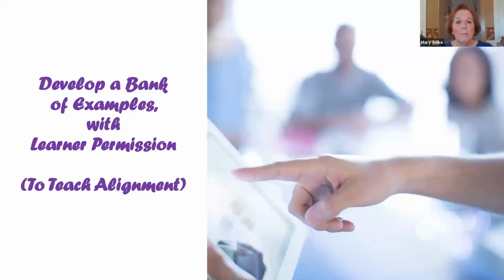I have developed a bank of alignment examples from my learners, with their permissions, of course, to show how alignment looks with different qualitative or quantitative topics and research designs. My learners have been very willing to share their matrices, even or sometimes maybe even especially if they struggled with alignment at first. And once alignment is understood, you can apply that concept to the learner's own study.